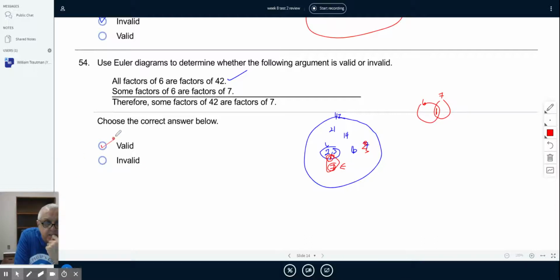So this is valid. That's a really tough one. You had to write the factors of 6 and factors of 7 like this. That's why I put this second circle where some of them were there. And 1 is a factor of 6 and 1 is a factor of 7. So some of the factors of 42 are factors of 7, and that's true. In reality, I would have said all factors. Oh, some factors of 42 are factors of 7. Yes, these are the factors of 42 that are also factors of 7. So yes, I said that one was valid.